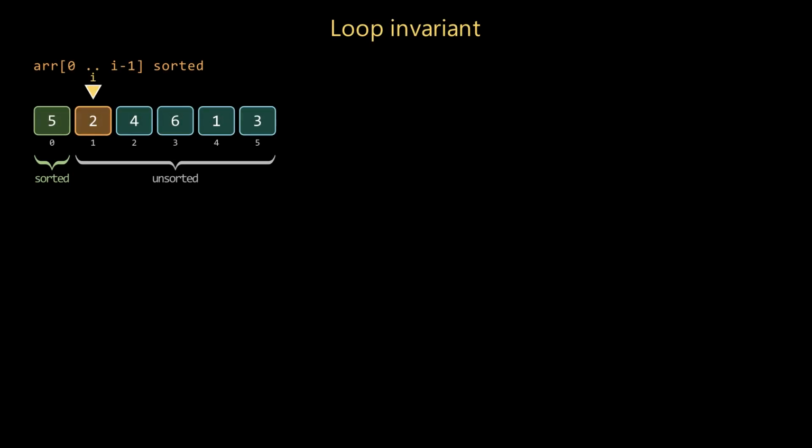Outer index I splits the array. Indices 0 through I-1 are the sorted prefix. Index I marks the next insertion slot. Everything after I is still unsorted. Each pass grows the prefix by 1, and I moves right until the whole array is sorted.